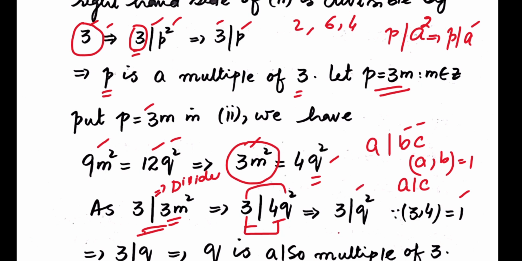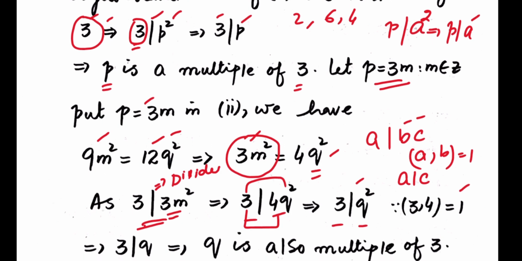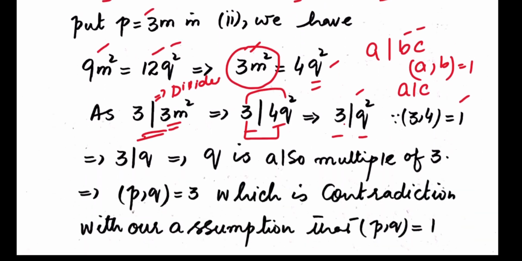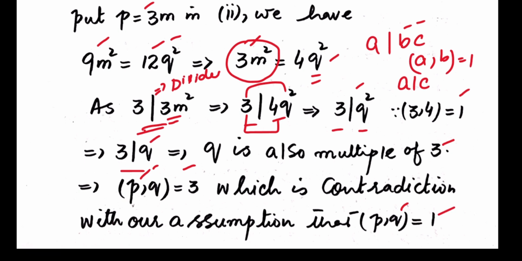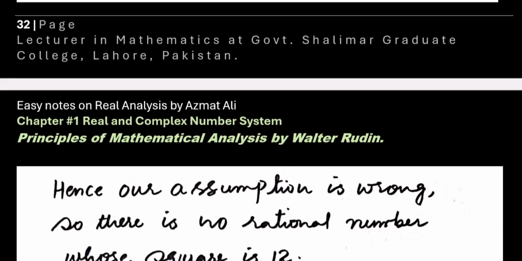So if 3 divides q² and 3 is a prime number, then again using the above result, which says that if a prime number divides the square of a number, then that prime must divide the number without the square. So if 3 divides q², it means 3 divides q. This shows that q is also a multiple of 3. It means the common factor between p and q is 3, which is a contradiction to our assumption. Our assumption was that p and q have no common factor other than 1. So our assumption is wrong.